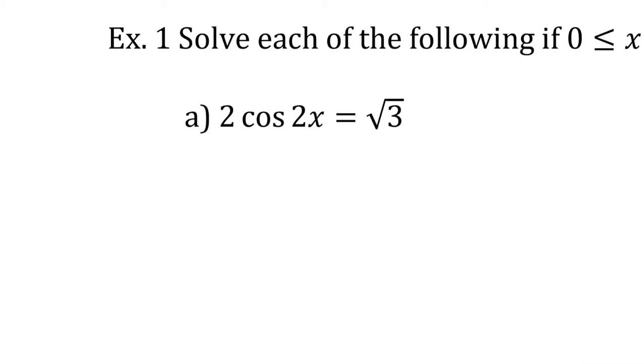Rearrange so cos 2x equals root 3. Good. So we're going to divide both sides by 2 to move the 2 over. Isolate for cos 2x. Cos 2x is root 3 over 2. Now tell me something about this. Cos 2x equals 1 minus 2 sine squared x.